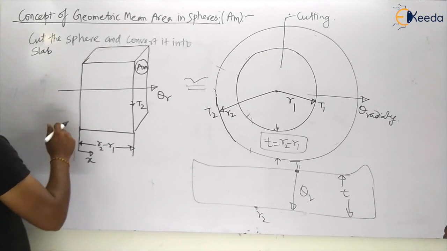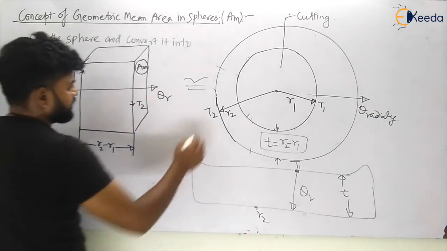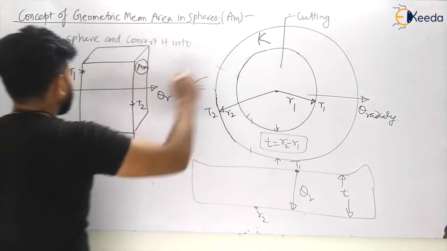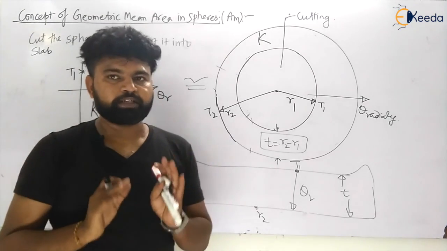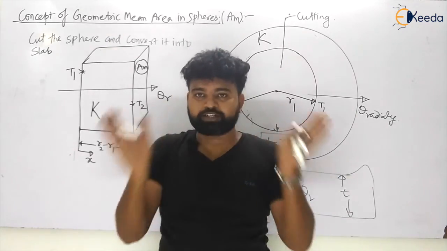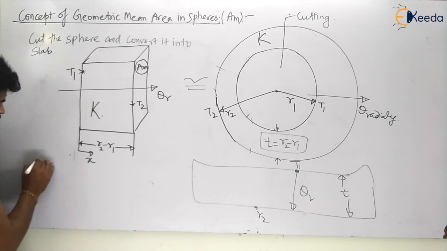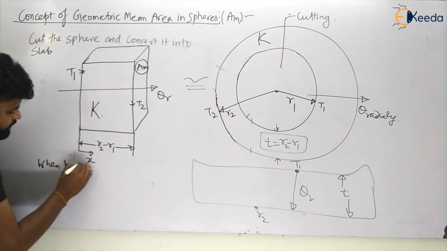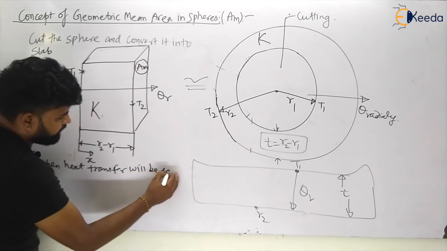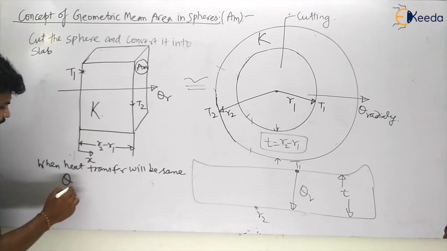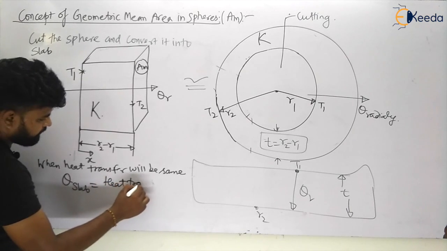Okay. Now, let us take that is your T1. So if I will compare both of these, because conductivity will be the same. If this is your thermal conductivity K, this will be your thermal conductivity K kappa. Okay. Now what will be there? I will cut that sphere such that the heat transfer will be the same. Okay. So when the heat transfer will be the same, let us see what will happen. So heat transfer through slab will be equal to heat transfer through sphere.